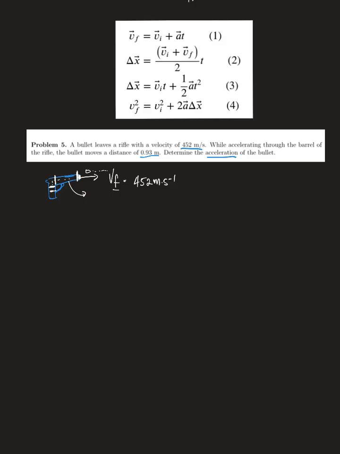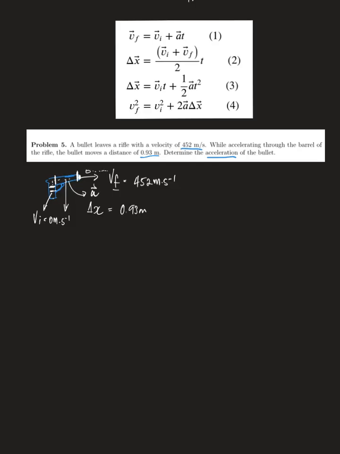I also know that in this barrel, this distance that it's moving, the delta x value there is equal to 0.93 meters. Very small little space, right? I also know that because the bullet starts off there in the cartridge, the V initial of the bullet is 0 meters per second. And they want A, acceleration.